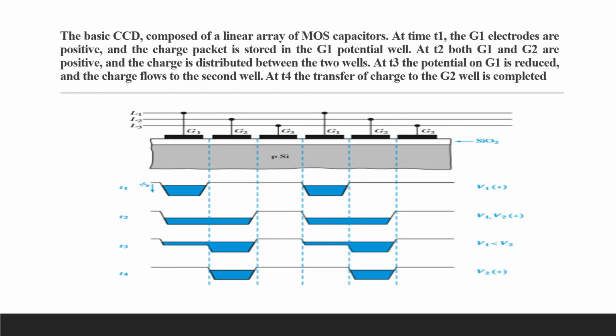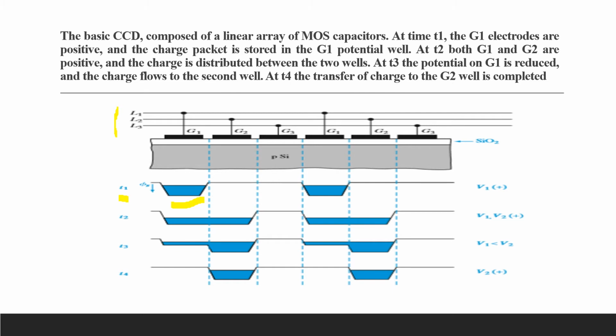At time t1, this here is the time t1. And here is the array of the MOS capacitors connected. So at time t1, the potential well exists under each G1 electrode, and we assume that this well contains a packet of electrons.